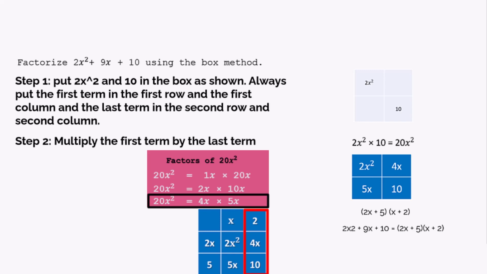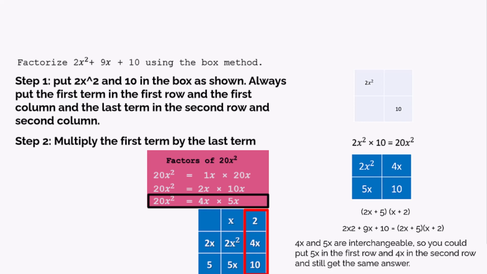Therefore, 2x squared plus 9x plus 10 is equal to (2x plus 5) times (x plus 2). 4x and 5x are interchangeable, so you could put 5x in the first row and 4x in the second row and still get the same answer.